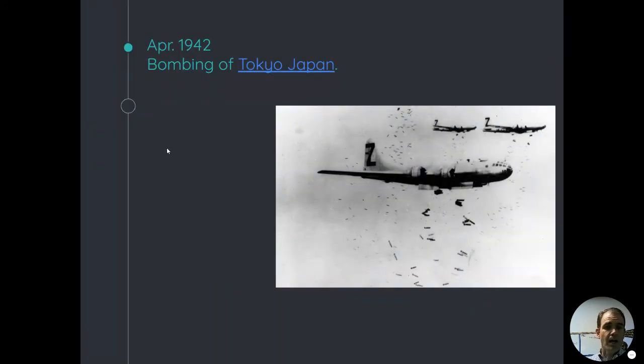All right. In April of 1942, they do the same thing in Tokyo. Here is a shot of those planes dropping hundreds of bombs over those cities. So this is not, again, targeted attacks. These are just large-scale, drop a lot of bombs and hope they hit what you want them to hit.